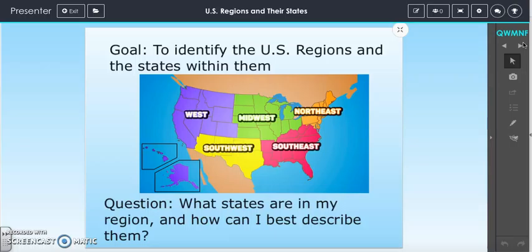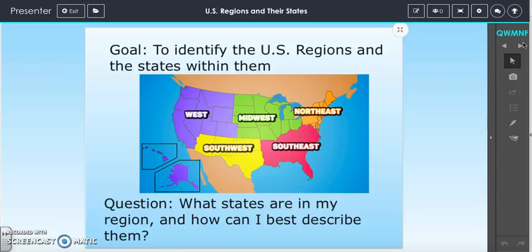I don't want to give you too much information because you are going to be researching and doing a project on a particular region. There are going to be 5 groups because there are 5 regions. Each group is going to have a different region, and you are going to be doing research on different things for each region that we will discuss at the end of the lesson.